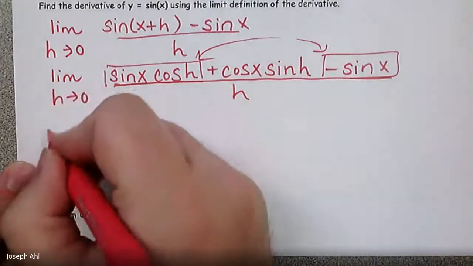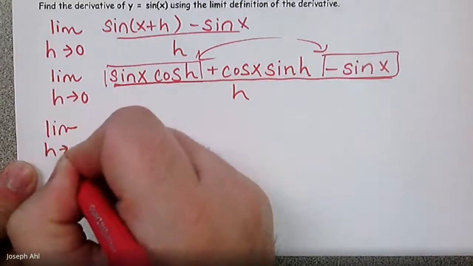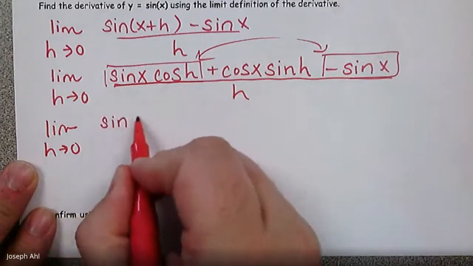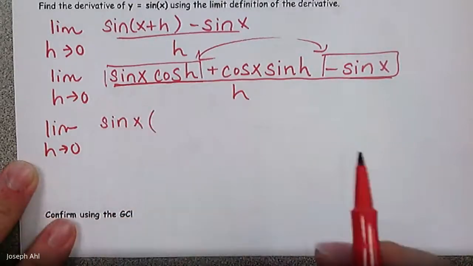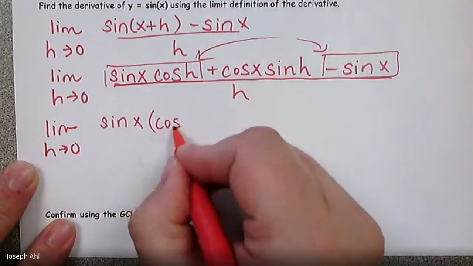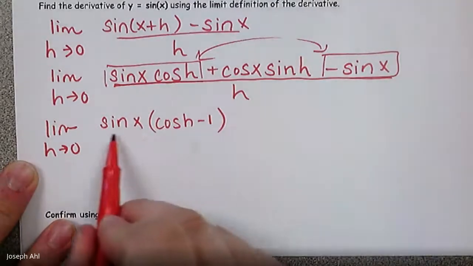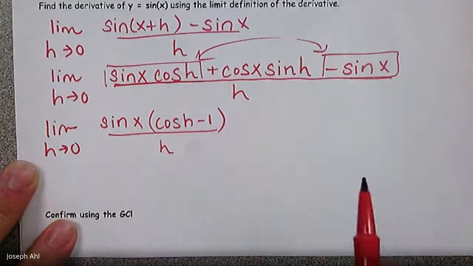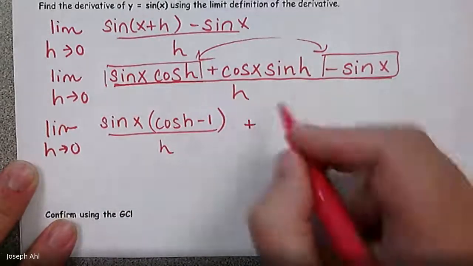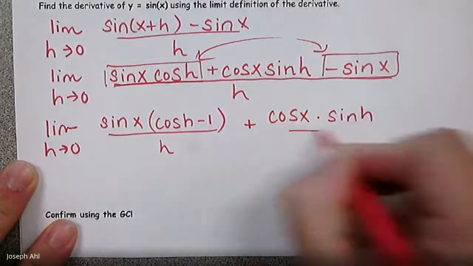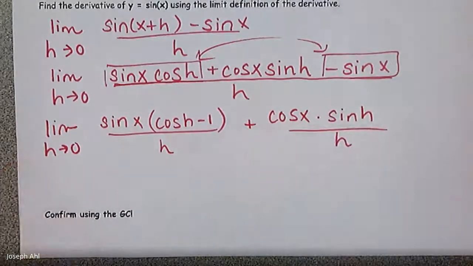I like that. So the limit as h goes to 0 of, I'm going to take a sine x out of there. So that's going to be sine x times cos h minus 1, I'm going to put that over h, plus, then over here, I'm going to do cos x times sine h over h.